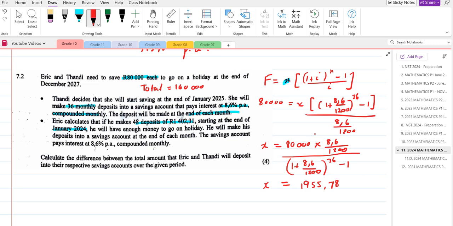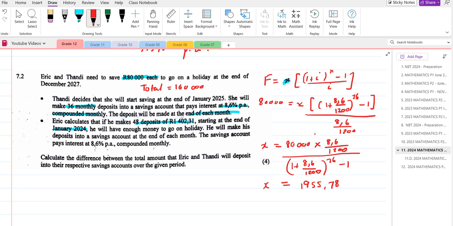Eric calculates that if he makes 48 deposits of 1,402.31 starting at the end of January 2024, he will have enough money to go on holiday. He will make his deposit into a savings account at the end of each month. The savings account pays interest at 8.6% per annum compounded monthly. Calculate the difference between the total amount that Eric and Tandi will deposit into their respective savings accounts over the given period.